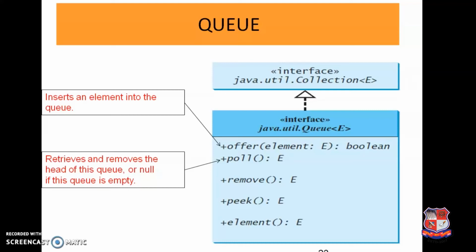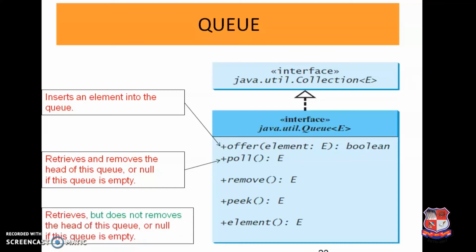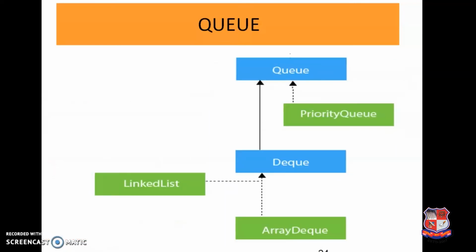Next is the peek method. Peek retrieves an element from the queue but does not remove it, and it will return null in case of an empty queue. While element is similar to peek, it will return an exception in case of an empty queue.